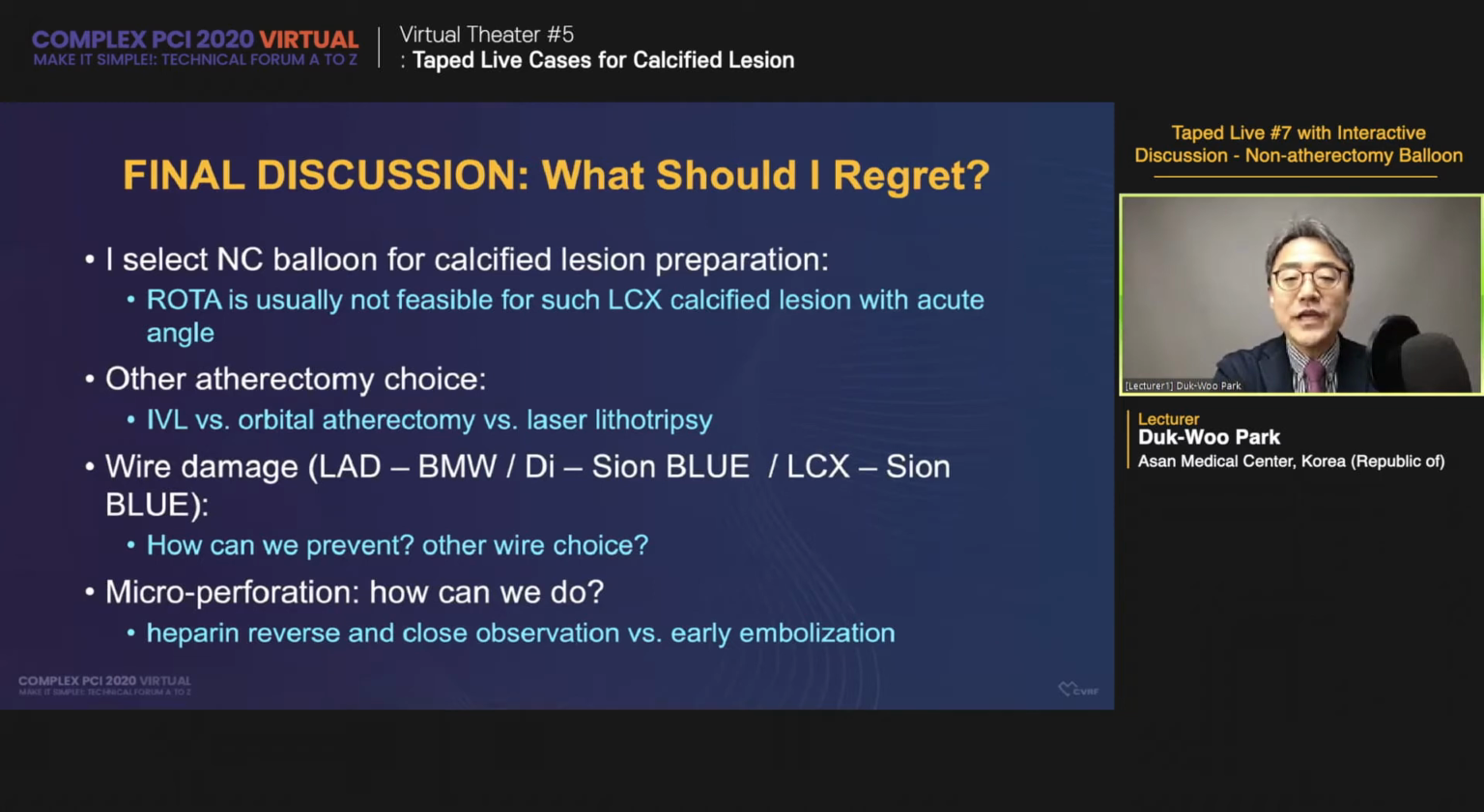And wire damage: even though I used a very soft wire, BMW, Xion Blue, there is some damage at the distal end. How can you prevent it with another wire choice? And for the microperforation, what can you do? Heparin reversal and cross observation is usually okay, or versus coil embolization is good for this case. So there is some debatable portion for this case. Thank you for your attention.